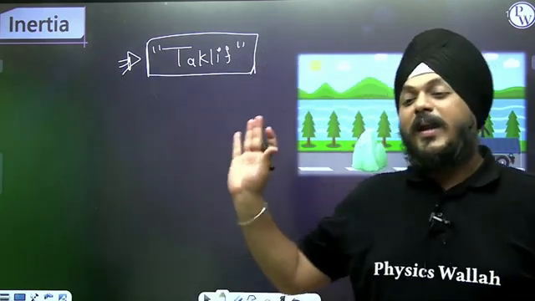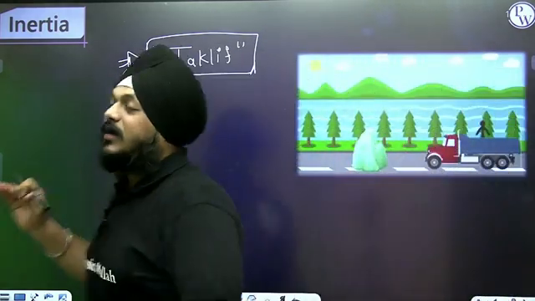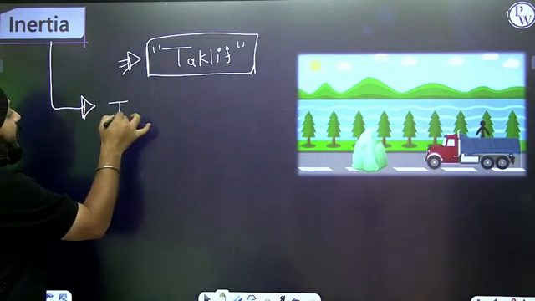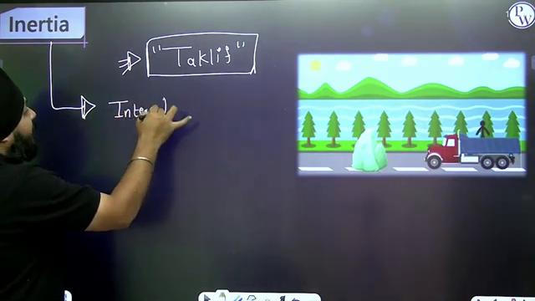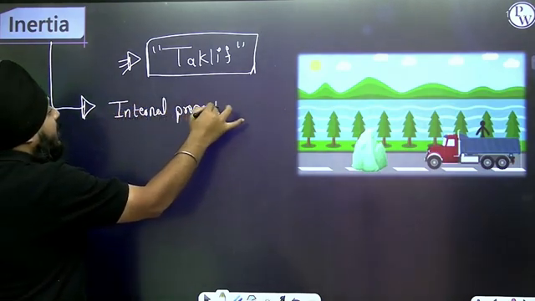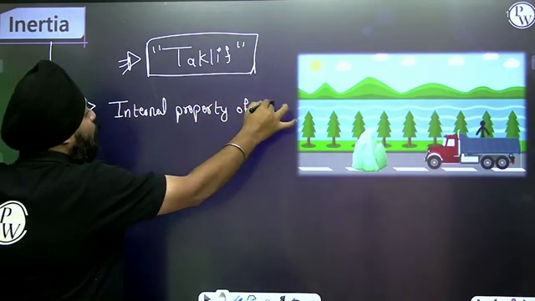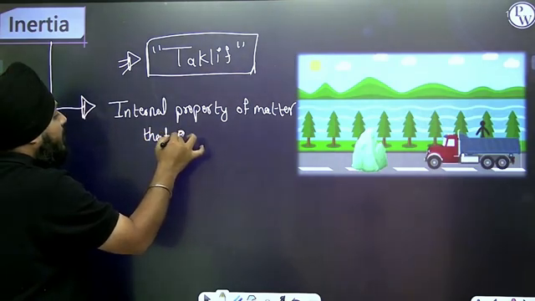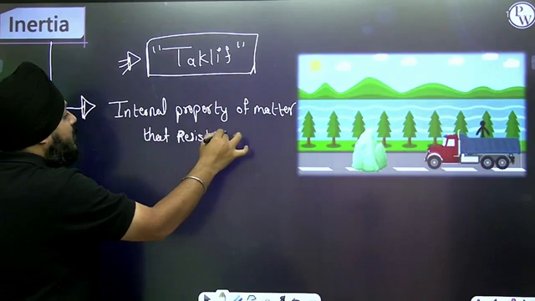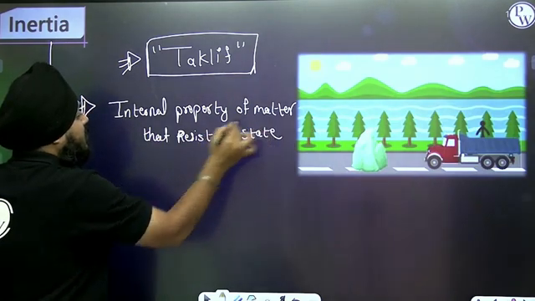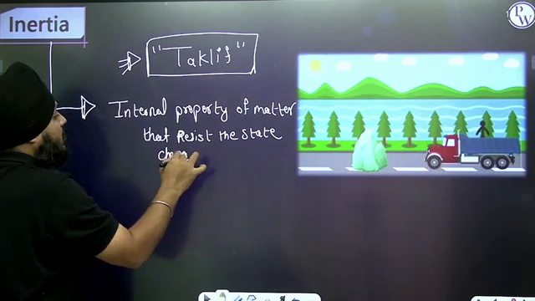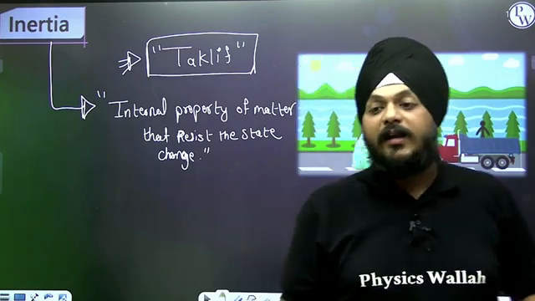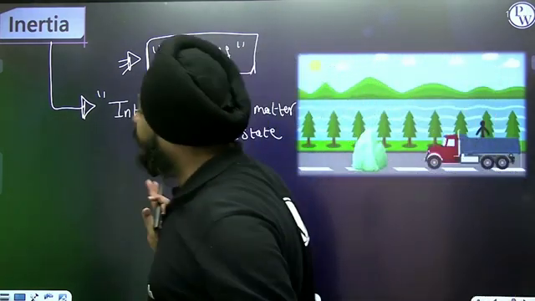So to understand the concept of inertia: if I want to define it technically, inertia is nothing else but an internal property of matter to resist a change of state. A simple definition is: an internal property of matter that resists the state change.